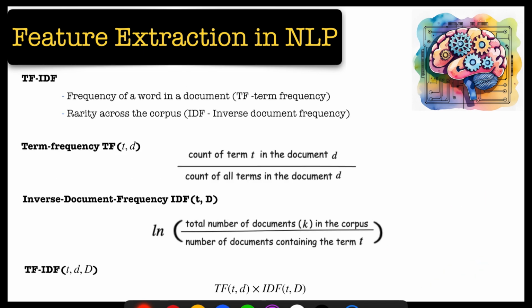So we calculated term frequency and we calculated inverse document frequency. Term frequency is basically the frequency of a word in a document, and inverse document frequency is how rare this word is across the corpus. Then we multiply this TF and IDF, and we get the TF-IDF representation for a word or term.